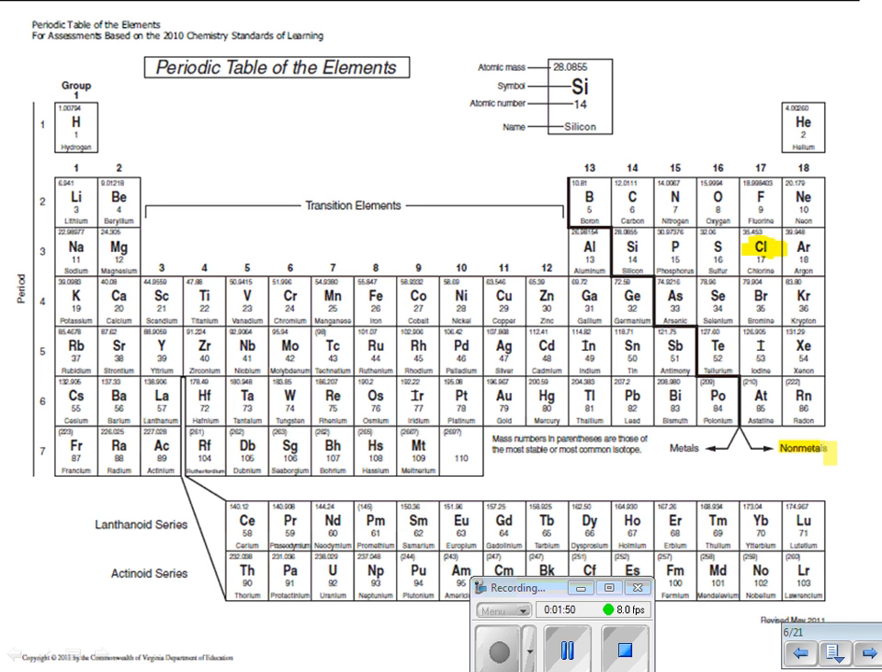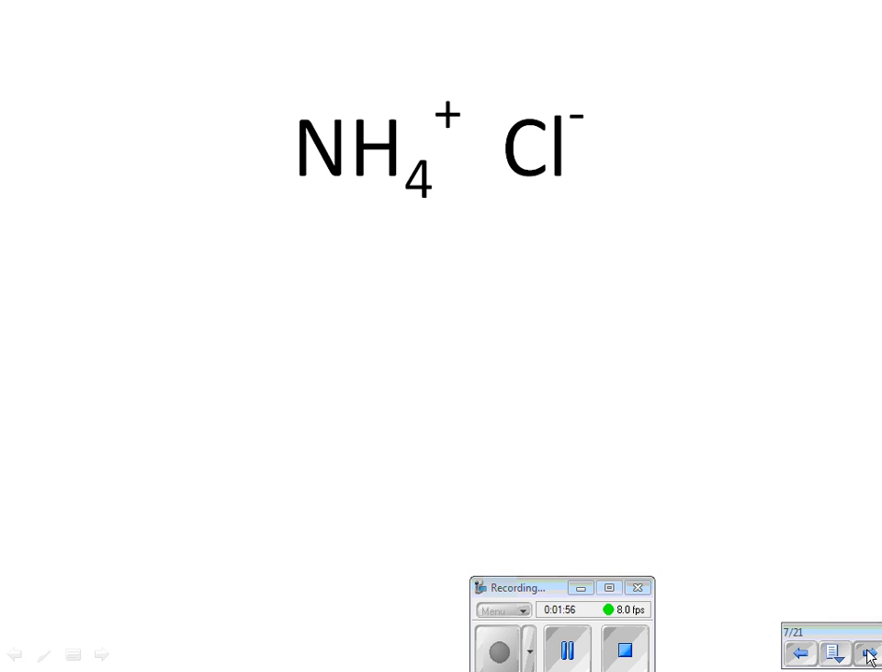We know the charges of both of our cation and our anion, so we do not need to use the stock system. We know that ammonium forms a +1 cation, chlorine a -1 anion. It's a 1-to-1 ratio. They will bond together through electrostatic attraction.